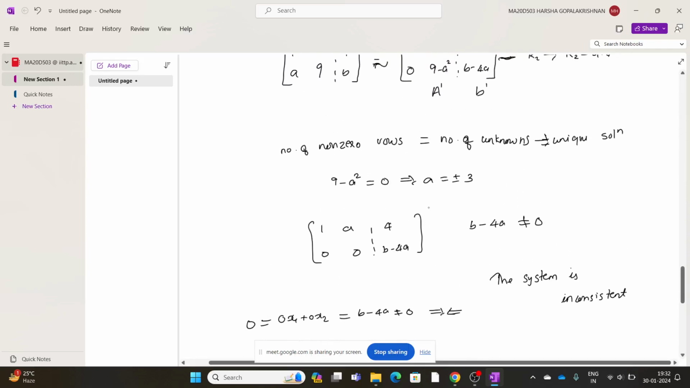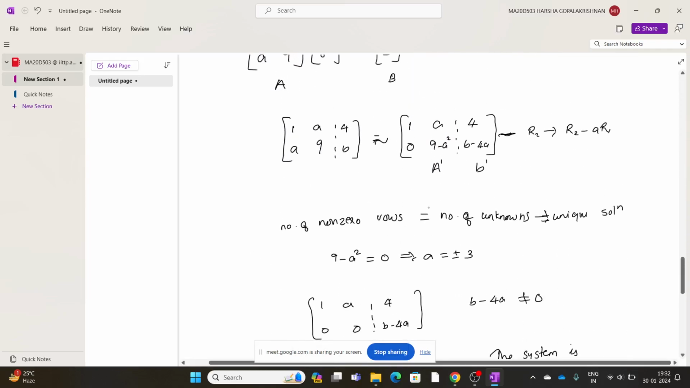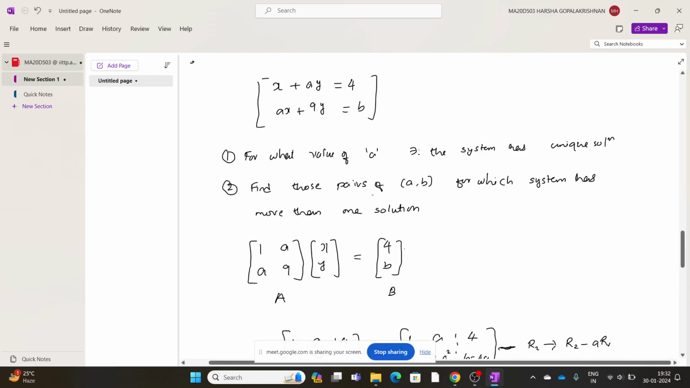Okay. Now, the next question is to find those pairs a and b for which the system has more than one solution. In this case, we already told that for a unique solution, the number of non-zero rows should be equal to the number of unknowns.